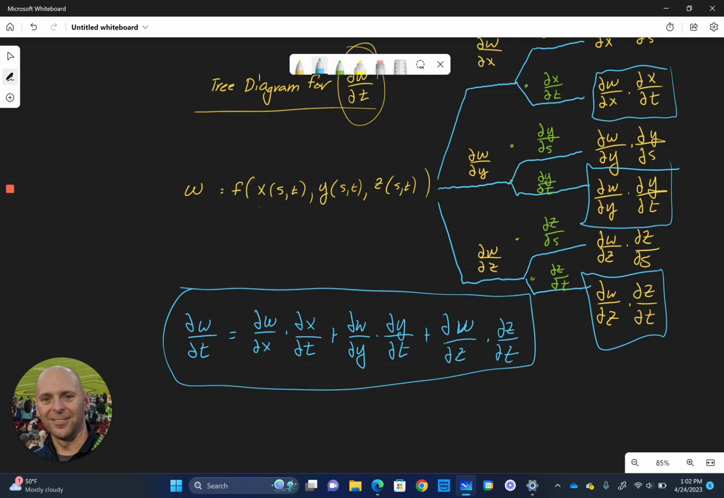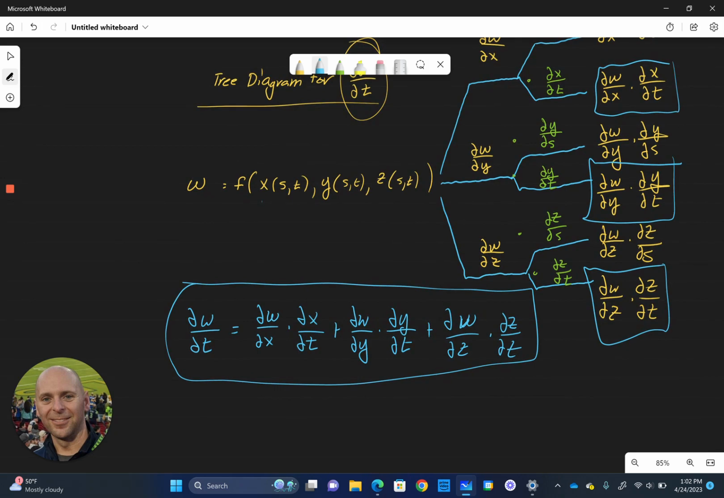And since I'm doing it, I might as well go ahead and put together the partial of w with respect to s. It's going to look basically the same. You have the partial of w with respect to x times the partial of x with respect to s plus the partial of w with respect to y times the partial of y with respect to s plus the partial of w with respect to z times the partial of z with respect to s.